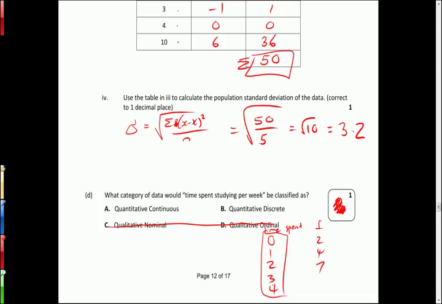Time spent studying per week could be 2.38 hours, could be any result. So it's actually quantitative continuous. If I said time spent studying per week to nearest hour, and I made them groups, and I said my categories were 0 or 1 or 2 or 3, that's discrete, certain categories. But this open-ended question, time spent studying per week, did not say that we were defining them to the nearest hour. I could give you any answer. That's quantitative continuous. Read your own questions, David.